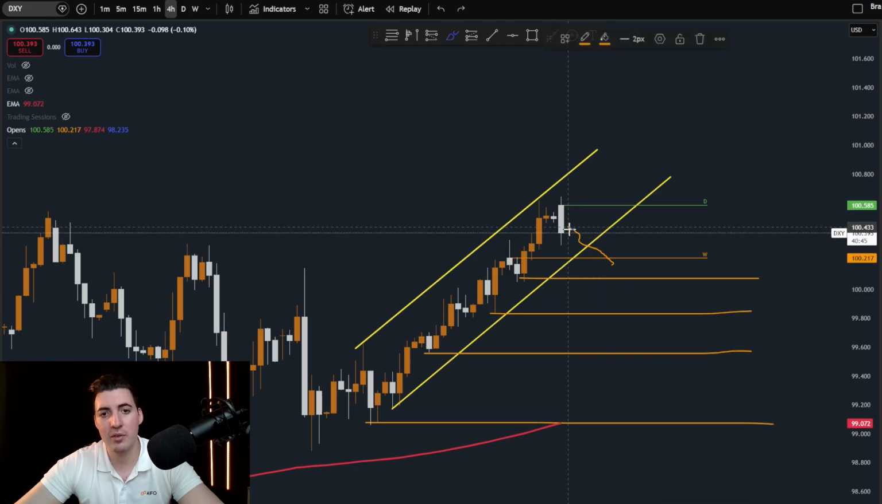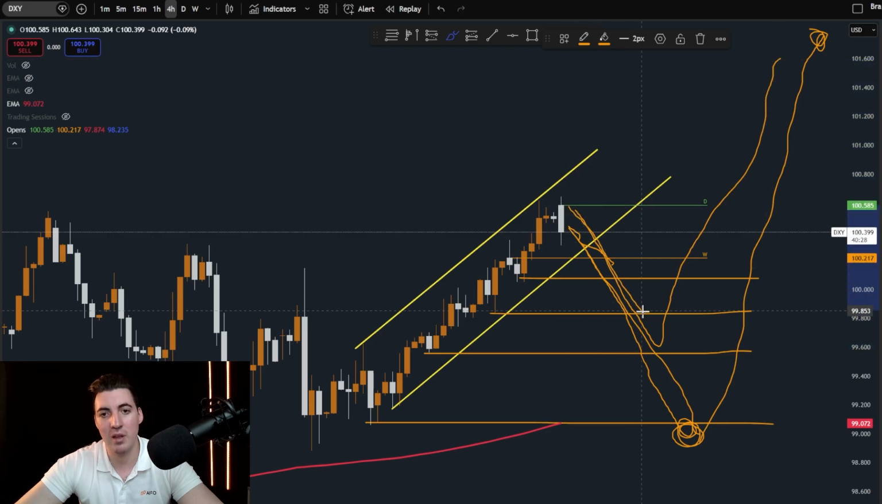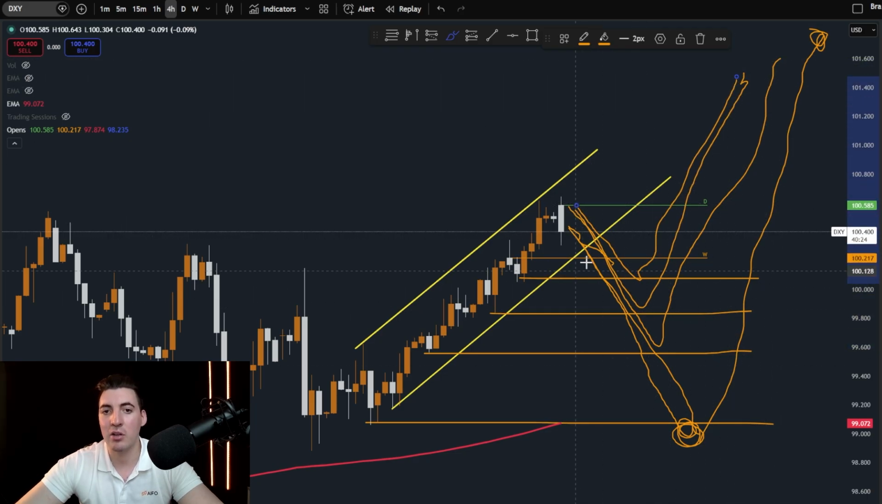So historically, we have seen price come down, grab liquidity. I don't believe it will be this deep. I don't think the price will come down to 99, but if it does, what we would expect is a very aggressive move into the upside. So what you'd be looking for is seeing what the price does today, if it goes to any of these liquidity levels, and having a look at the price action.